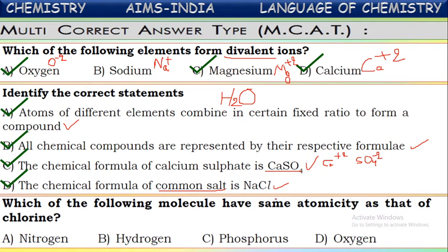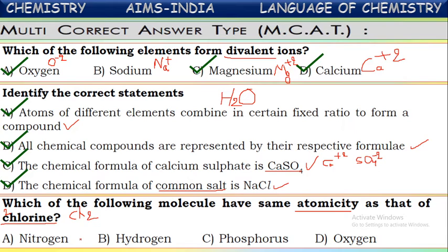Okay, next question. Which of the following molecules has the same atomicity as that of chlorine? Which of these molecules are having the same atomicity as that of chlorine? First, what is the atomicity of chlorine? What does atomicity mean first? Atomicity means the number of atoms present in one molecule of an element. Chlorine's molecular formula is, as we know, Cl2, meaning there are two chlorine atoms in its one molecule. So the atomicity of chlorine is 2.